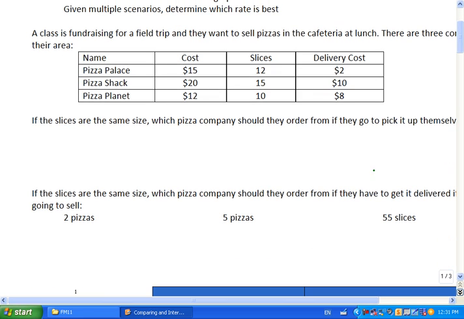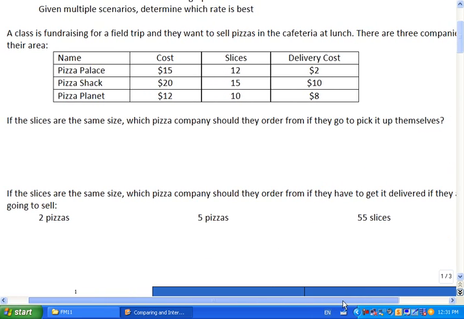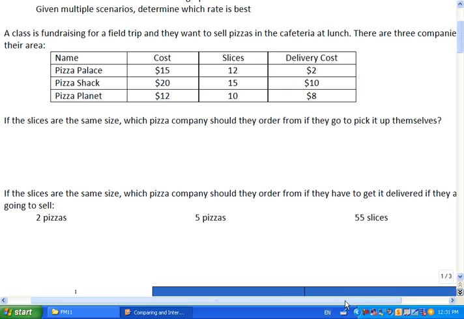So this will also kind of give you a hint as to where we're going to be going with our project that we tie into leadership. So a class is fundraising for a field trip. They want to sell pizzas in the cafeteria at lunch. There's 3 companies in their area, and here's some of the costs I've labeled out for you. Okay, so I'll just pause it while you guys copy in at least that table to your notes.